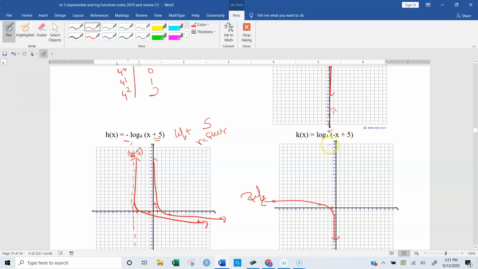Now I need to move this, but remember this really means minus 1 times x minus 5. So I am moving right 5, which is right here. Now let's add 5 to every point.